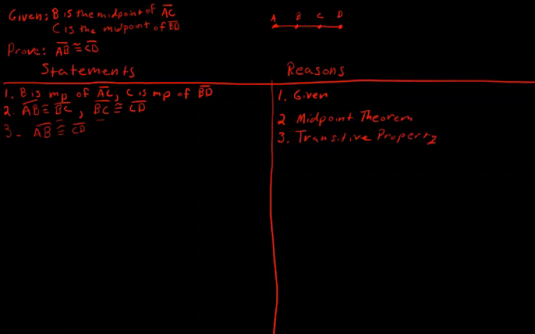And throughout your proof, you should always ask the question, are we done? Or when are we done? Well, we are done when we have led to a statement that looks like this. Segment AB is congruent to segment CD. We have segment AB is congruent to segment CD, and therefore we are finished.